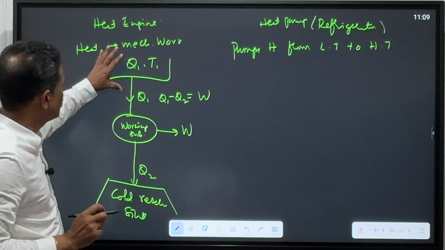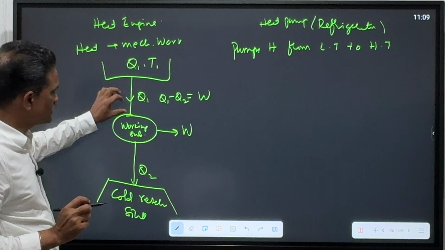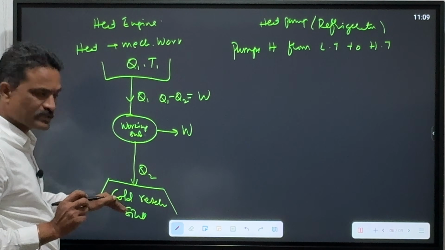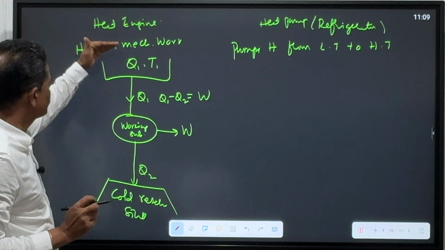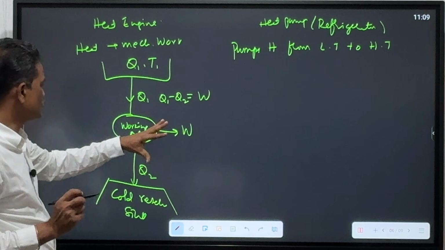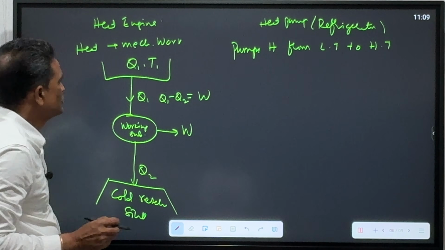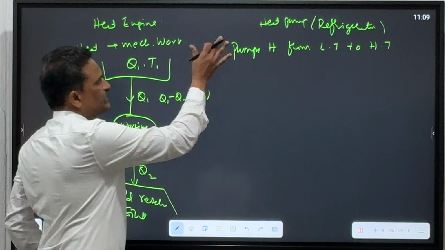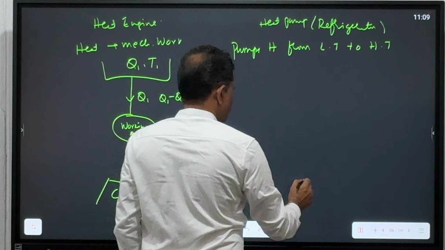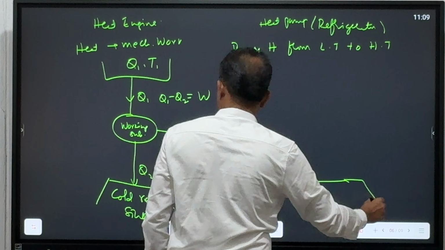In a heat engine, heat is taken from the source, a little bit of work is done, and the remaining heat is given to the sink. So I am going from the upper level to the lower level and doing some work. This is the heat engine. The reverse of the heat engine is the heat pump. Very, very important to remember this. So I will draw this same diagram.